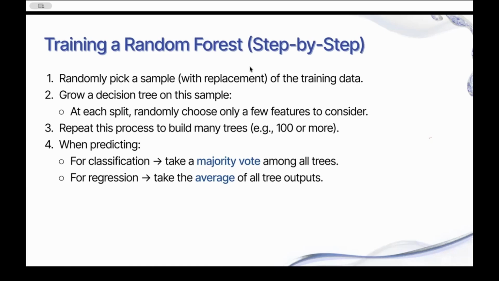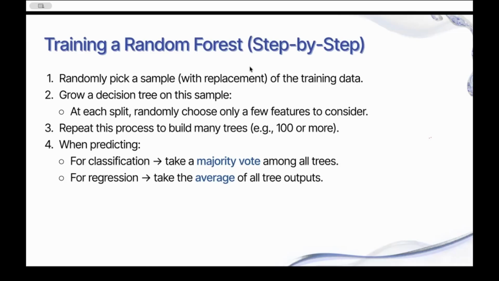So that's what we call bootstrapping in statistics. You basically choose a subset of the training data set. You grow a decision tree on this specific subset or sample. And at each split, you randomly choose only a few features to consider.